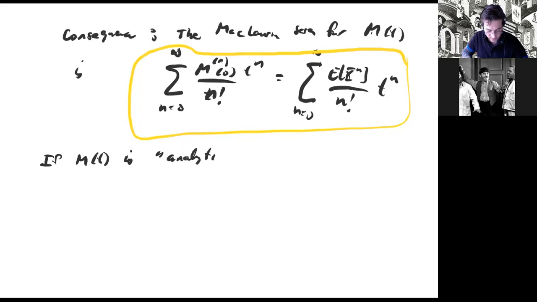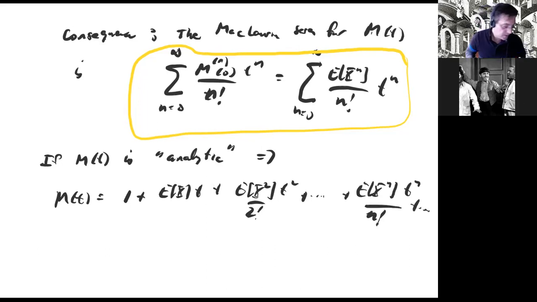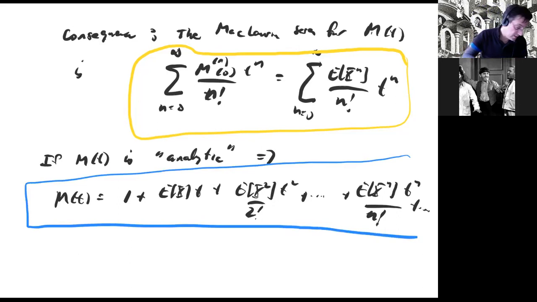if you don't know what analytic refers to, it just says it equals its Maclaurin series near zero, then M of t equals this series, which is 1 plus E of X times t plus E of X squared times t squared over 2 factorial, and so on. So the nth term is the nth moment, E of X to the n, times t to the n over n factorial, and it goes on. That's a nice property if it's analytic.